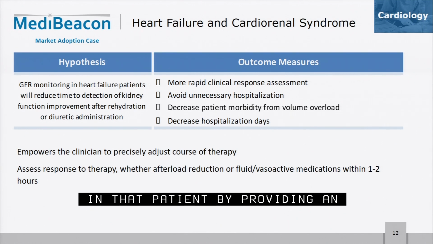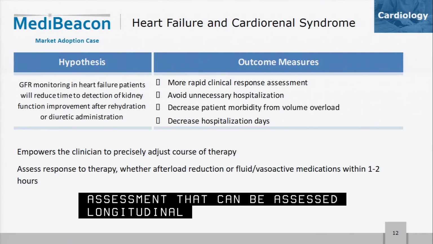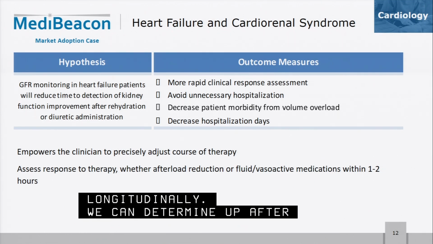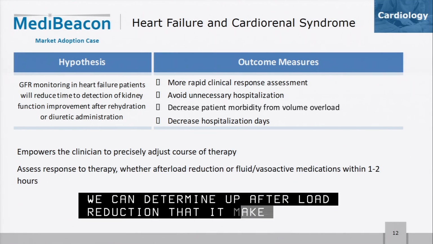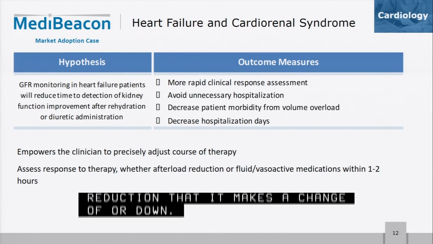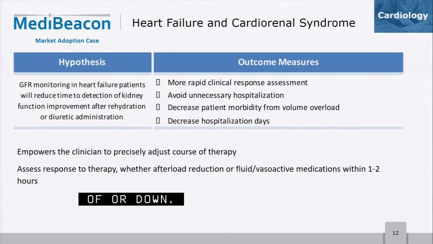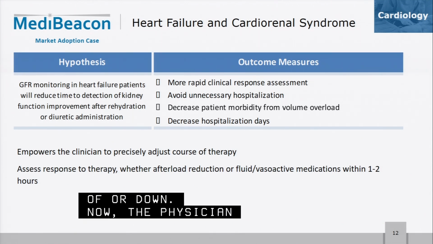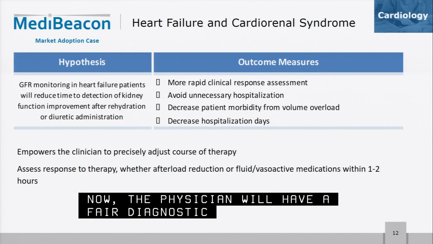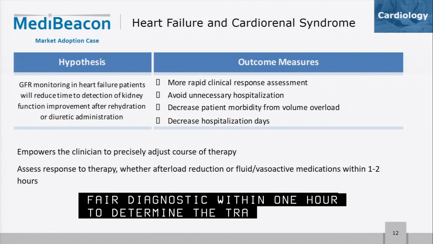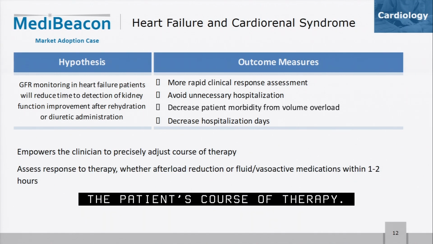as a theragnostic. We could determine if afterload reduction causes a change up or down in GFR within an hour, or if improvement in blood pressure with inotropes improves GFR or causes a problem or decreases GFR. Now the physician will have a theragnostic within 1 hour to determine the trajectory of the patient's course and the response to therapy. This could limit hospitalization or accelerate the need for more invasive intervention.